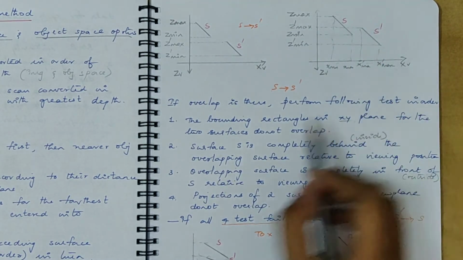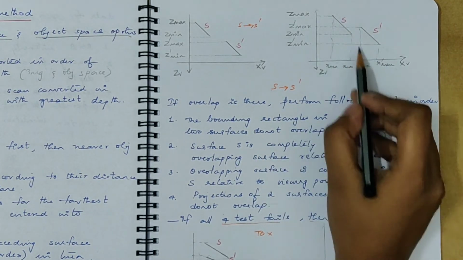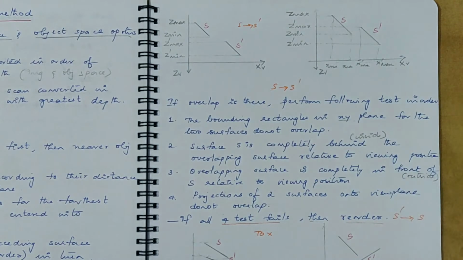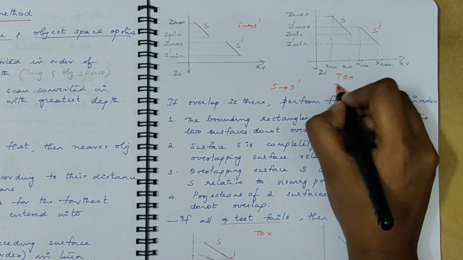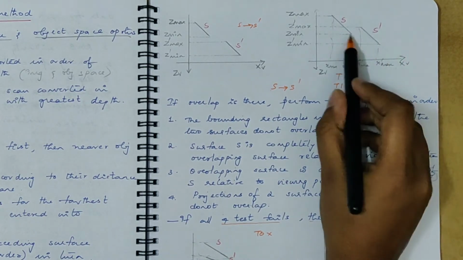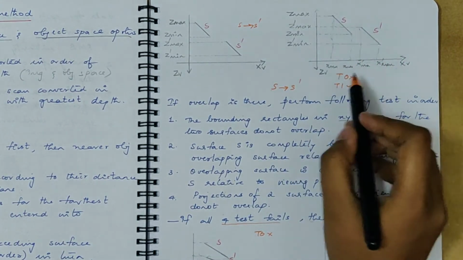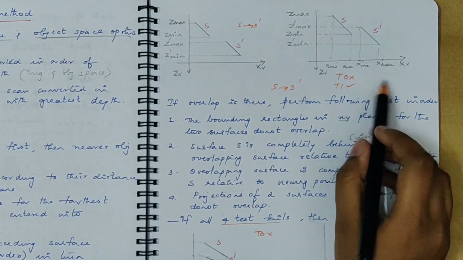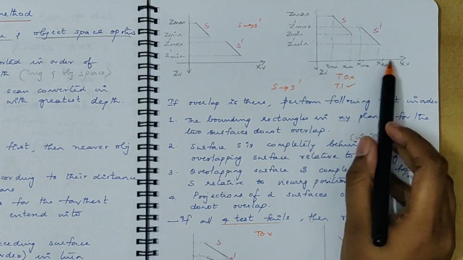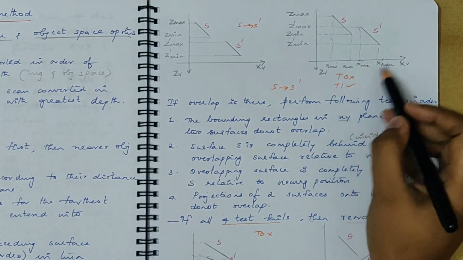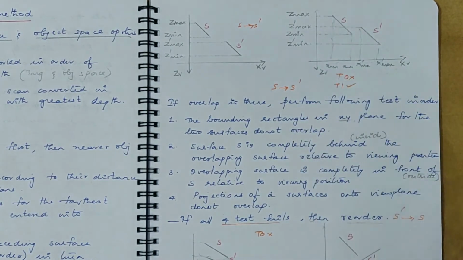Then only will you go to test 2. Here you can see that this actually fails test 0, but it passes test 1. There is no overlap in the X direction; you have to consider either the X direction or the Y direction, and I am checking in the X direction here. Since there is no overlap in the X direction, it has passed test 1. You need not reorder anything. You scan convert S followed by S dash.